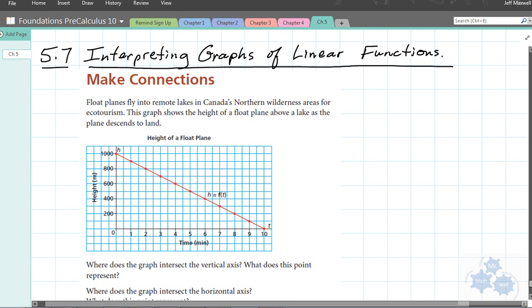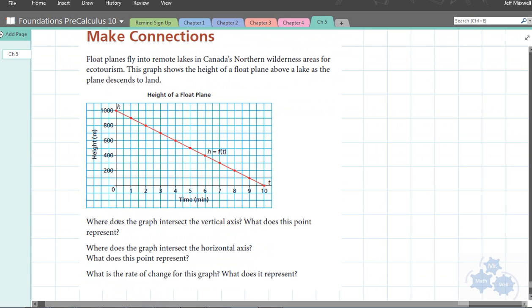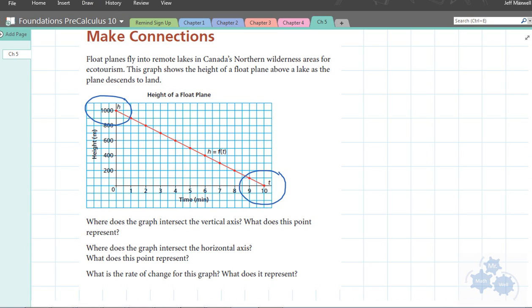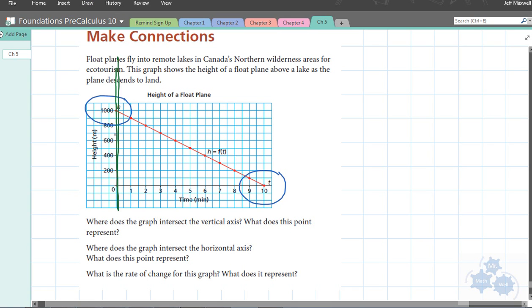So what we want to focus on is the meaning of where the graph touches the axes, okay? So we want to focus on that a little bit in this lesson. The first question you see in your textbook: where does the graph intersect the vertical axis? Here's the vertical axis, the up and down. That's the vertical axis that measures height. So this is the height of the plane as it's coming in to land. So where does this line intersect? At approximately what? At approximately 1,000 what? 1,000 meters, okay? So 1,000 meters in height.